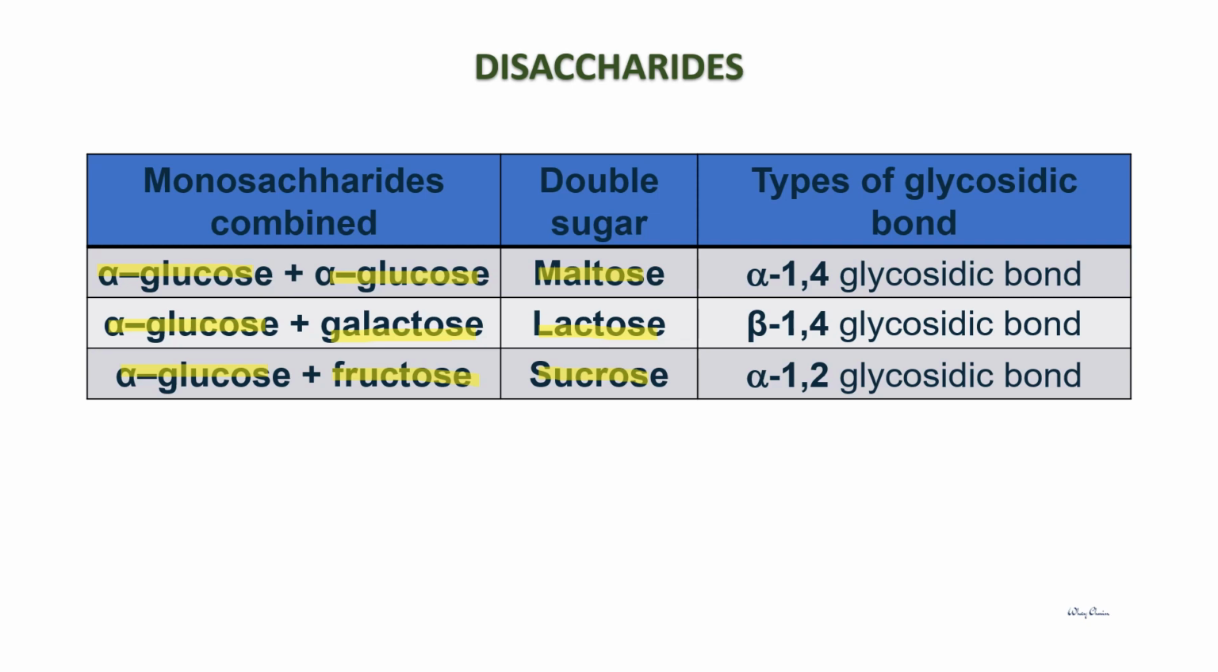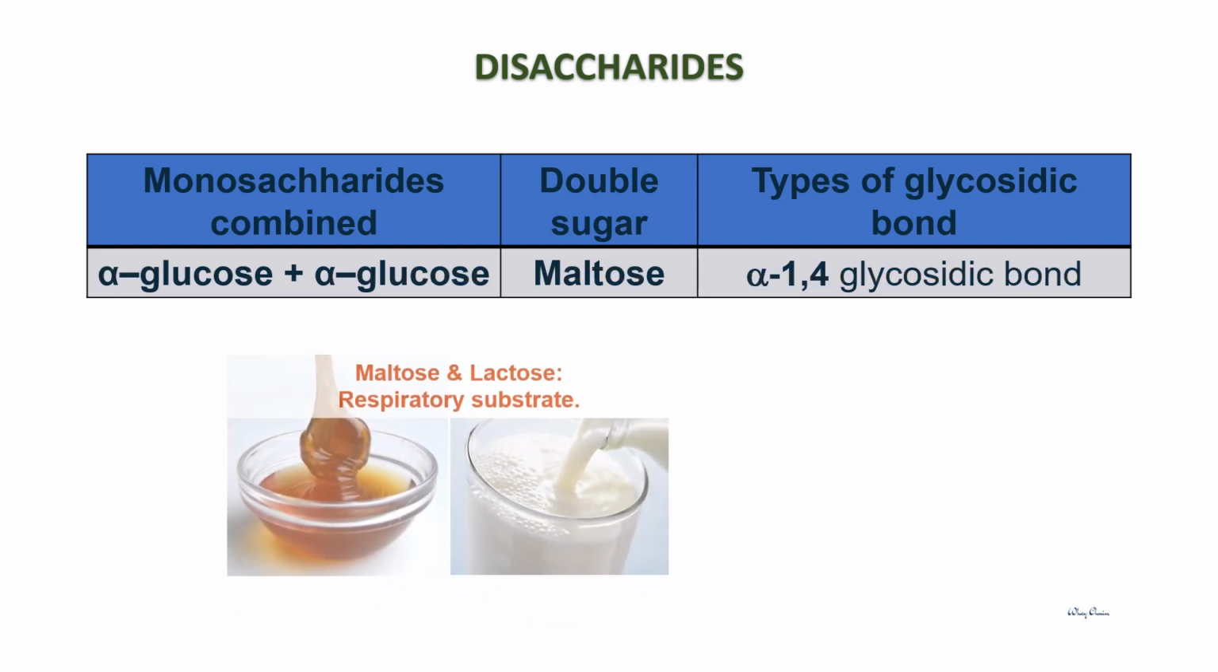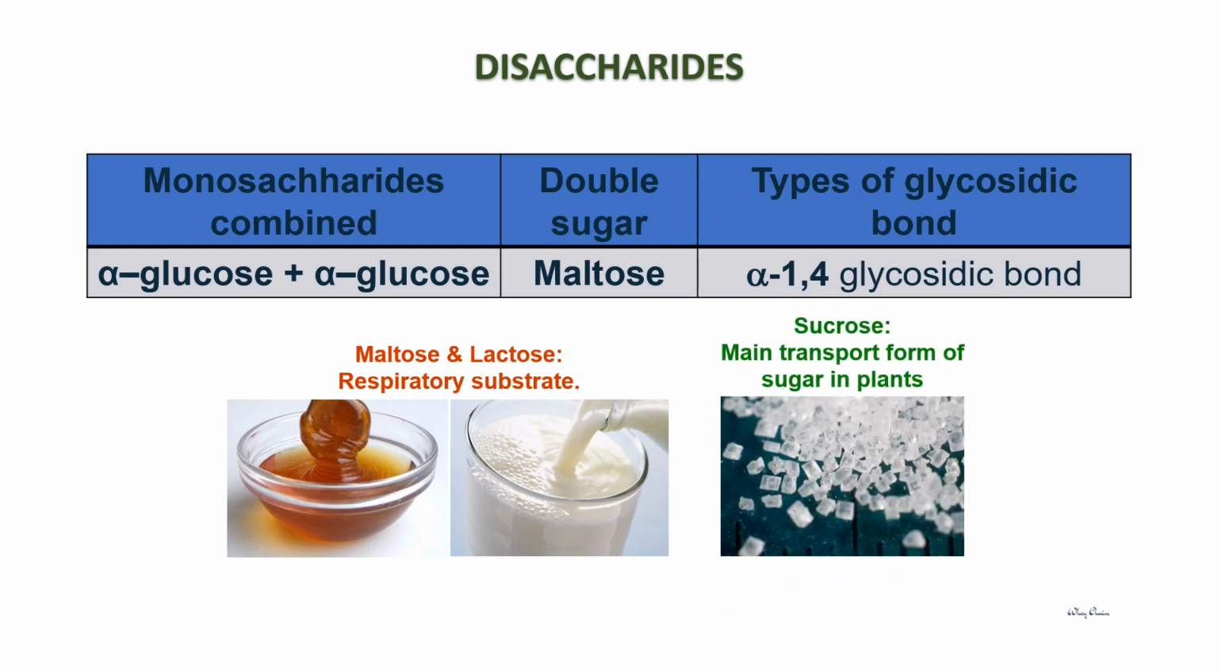For example, in maltose, the two alpha glucoses are joined through an alpha 1,4 glycosidic bond. For lactose, a beta 1,4 glycosidic bond is formed between the alpha glucose and galactose. And lastly, the alpha glucose and fructose in sucrose are joined through an alpha 1,2 glycosidic bond. In the first year of the matriculation program, we just focus on maltose, which is the example of a disaccharide that consists of two alpha glucoses joined by an alpha 1,4 glycosidic bond.